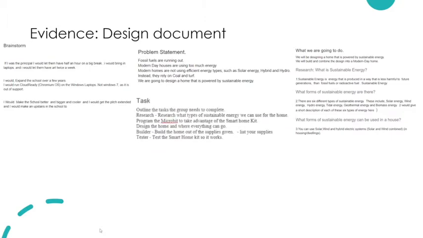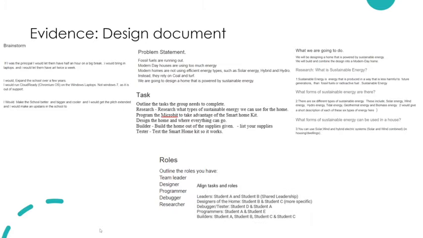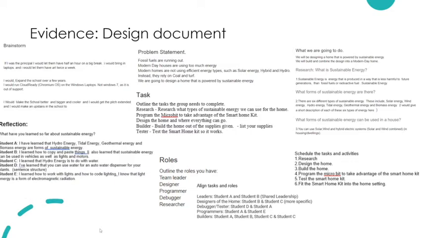So here is some evidence of the students' design document, their brainstorm, their problem statement, what they were going to do in their research, the tasks, the roles, alignment between the tasks and roles, the schedule of the tasks and activities, and a short reflection.